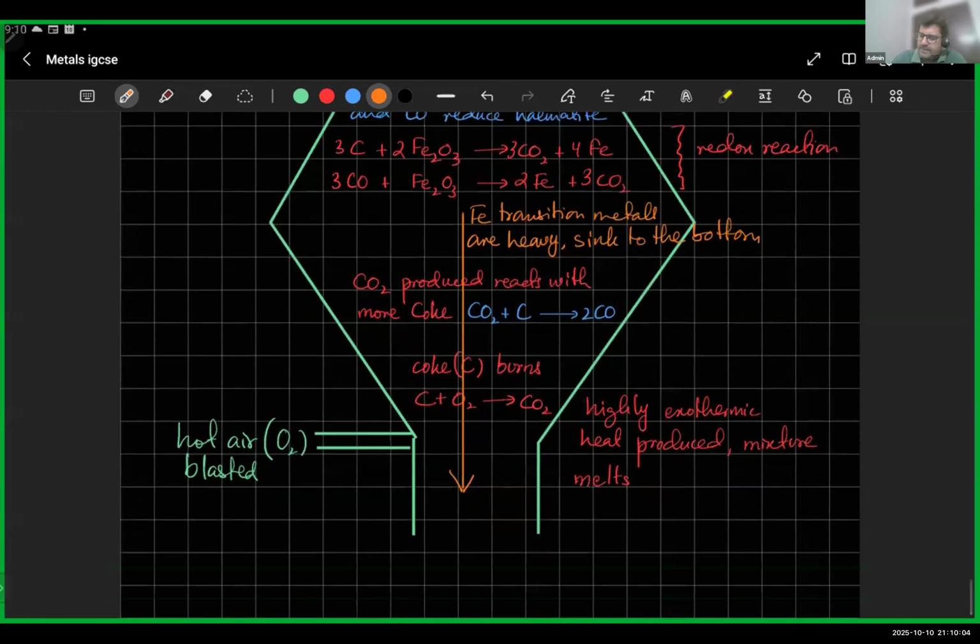So right at the bottom over here, right at the end, that's where you're going to start getting molten iron, because it's all going to sink at the bottom, right? So this is where you're going to get the molten iron, right at the bottom of the entire stuff. All the iron would eventually sink right to the bottom because it's too heavy.